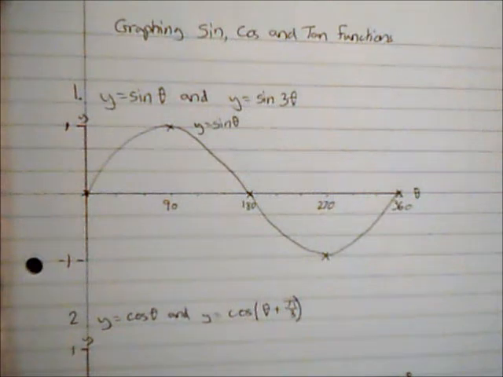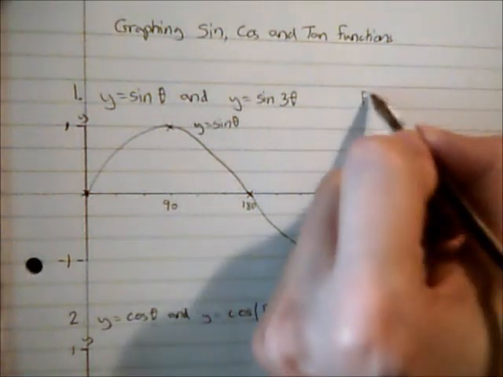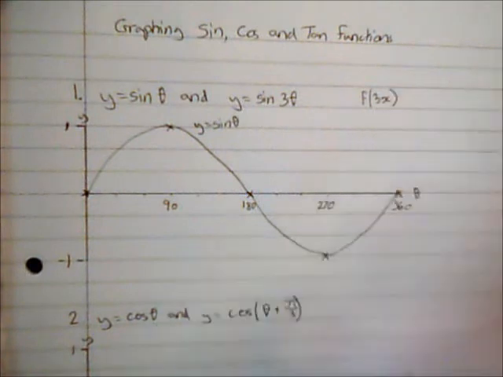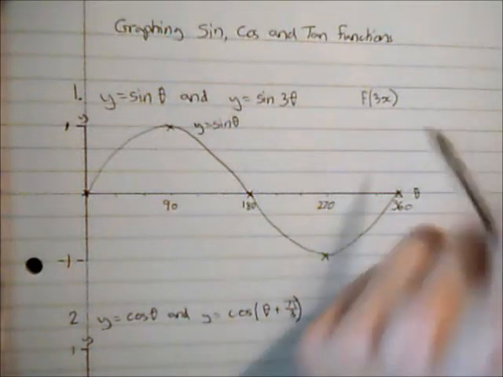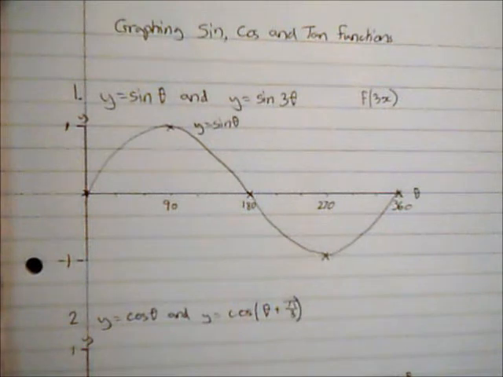So what does y equals sine 3 theta look like? Well, if you're familiar with transformations of functions, which you should have studied previous to this point, then this is of the f of 3x kind. It just happens that our function this time is sine, and instead of x we've used theta. So what this means is that the x coordinates are going to change 3 times as quickly.